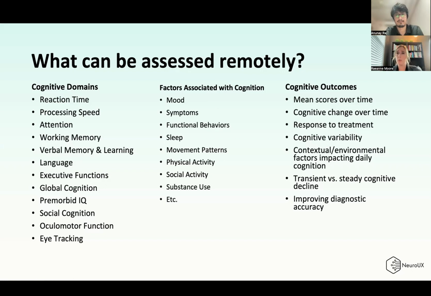We can look at response to treatment and see if there's some real world evidence for when someone is responding to treatment by using a remote technology methodology to assess cognition. And we can also look at variability and the contextual environmental factors impacting our daily cognition, as well as whether cognition is in a transient state of fluctuation, or if we're seeing a cognitive decline that's more steady, like a neurodegenerative disorder, for example. And remote assessments can also really help us improve our diagnostic accuracy when thinking about early diagnostics and the implications on real world functioning of our patients and research participants.